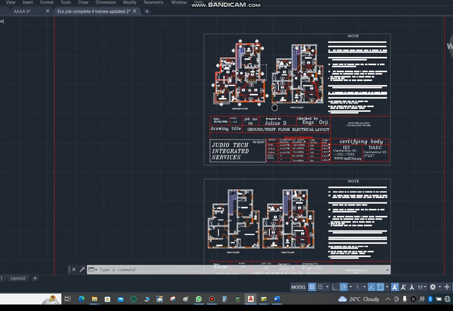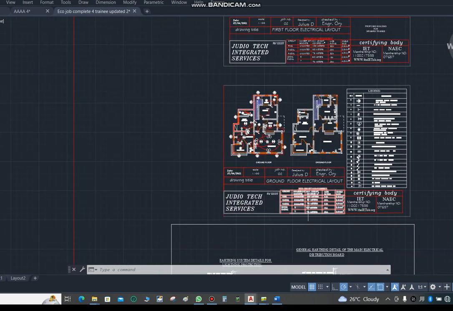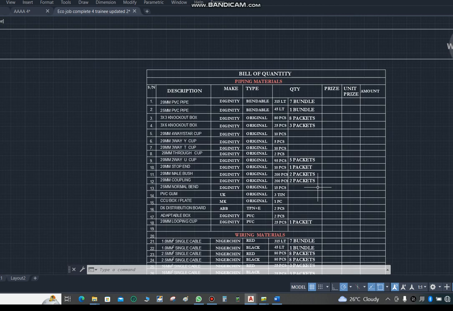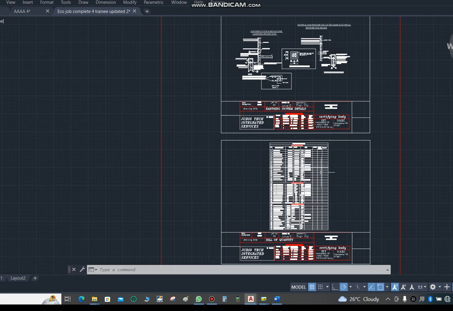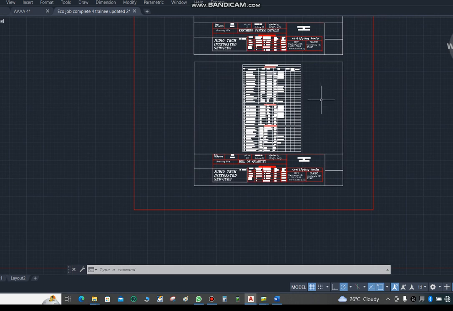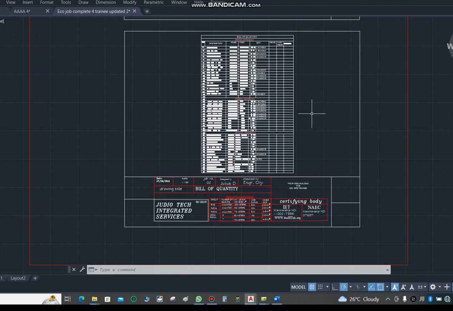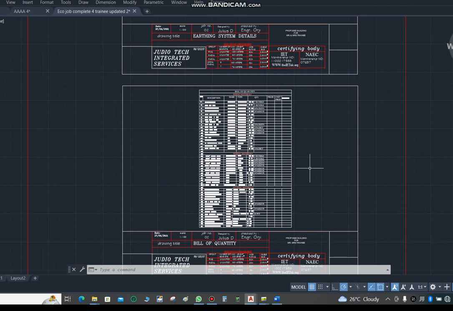Then we also teach you how to generate your bill of quantity. You know the size and number of the materials you need to carry out your installation. Then after that, we take a look at the earthing system. Each residential, commercial or industrial building has a special earth requirement depending on the magnitude of the project. Okay, we now determine which type of earthing system we need to initiate.